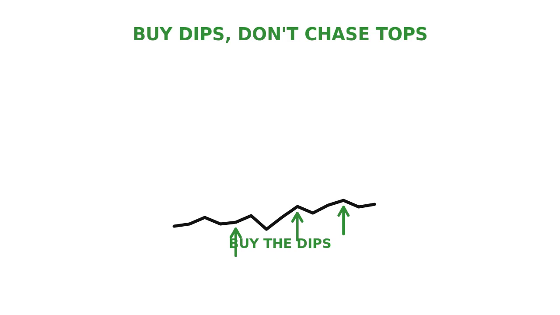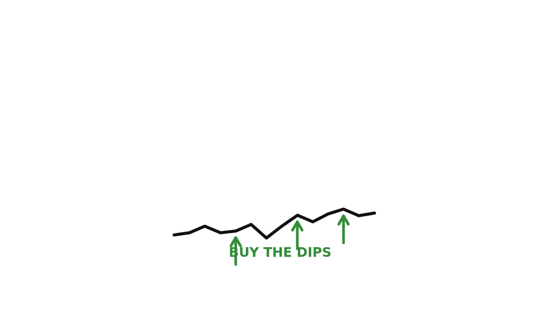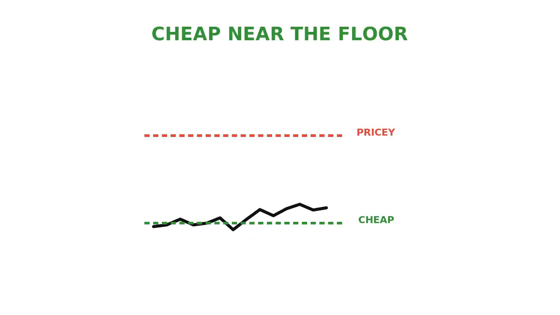Because even a stock in a beautiful uptrend does not climb in a straight line. It lurches up, pulls back, lurches up again. And learning to tell a cheap moment from an expensive one is how traders try to buy the dips instead of chasing the tops. Start with the simplest tool, one you already know: support and resistance.